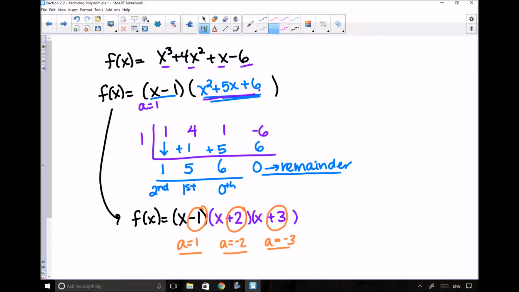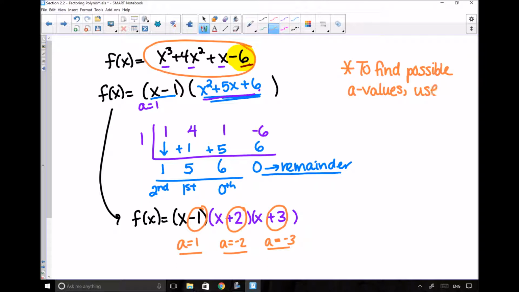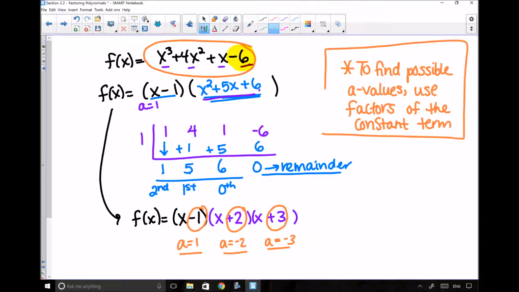So what do these numbers have to do with a certain number right here? Well, these are factors of my constant term right there. So that will help me to narrow down which numbers I can plug in as opposed to having infinite numbers to choose from. So I need you guys to write this down. This next piece of information I'm going to tell you is super important. To find possible a values, use factors of the constant term. That is critical, okay? That narrows it down quite a bit for us because, again, we start off with infinite possibilities. Here, we can narrow it down to much less possibilities, a finite number of possibilities, okay?